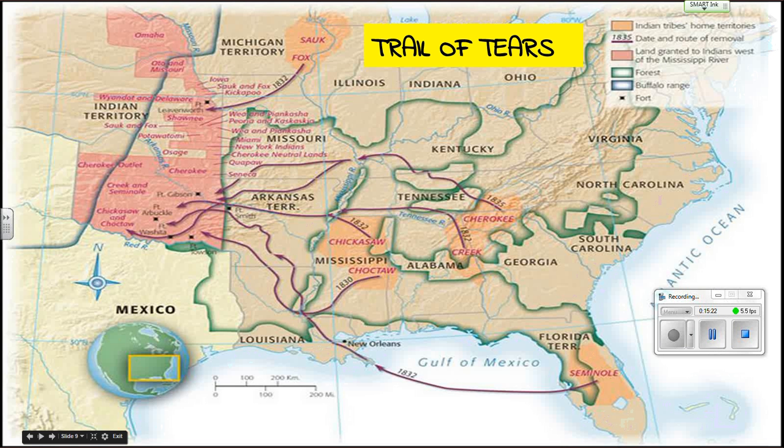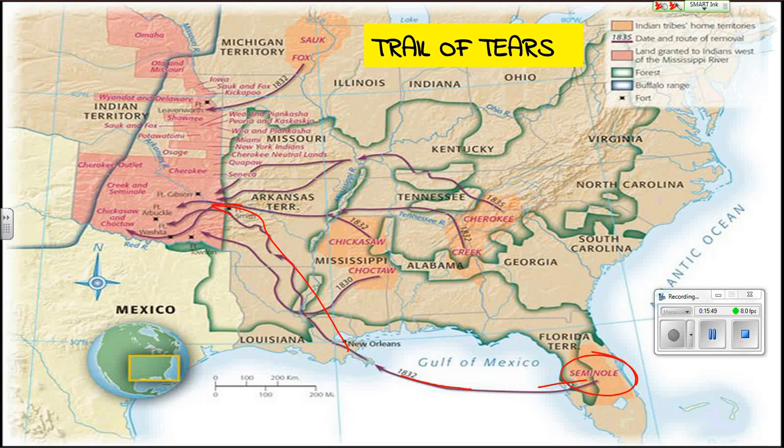So let's take a look at the Trail of Tears. A lot of people think the Trail of Tears just included the Cherokee. But if you look at this, you will see that there were lots and lots of different tribes that were affected. I mean, look at down here. We even have the Seminole tribe down in Florida, Florida Seminoles, you know. They actually were brought across the Gulf of Mexico and all the way up and into Oklahoma.